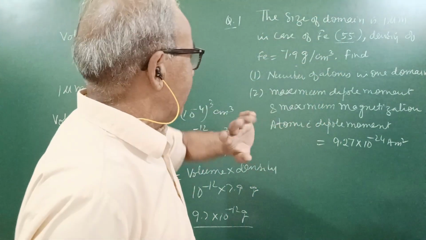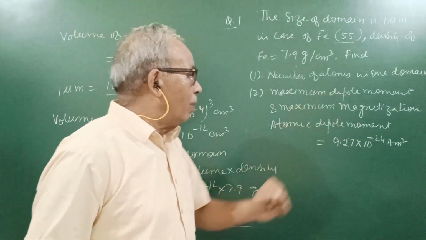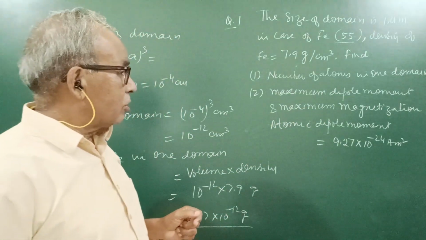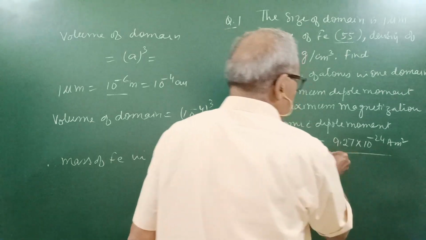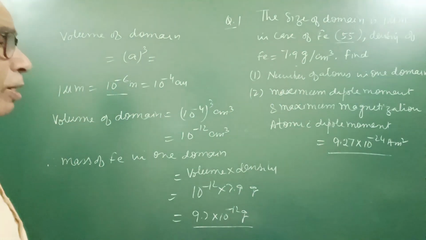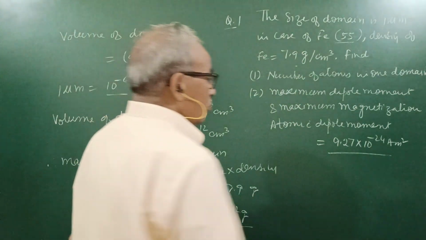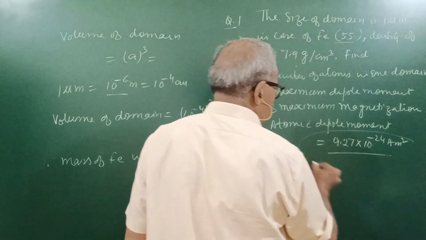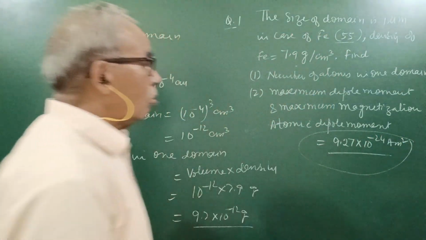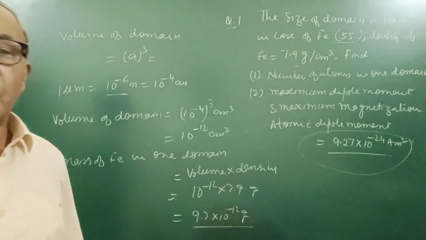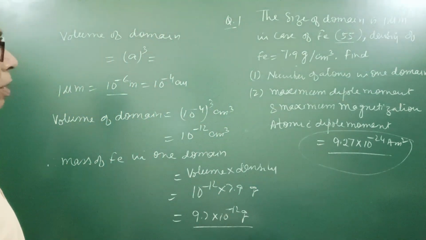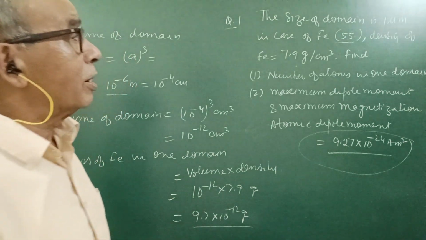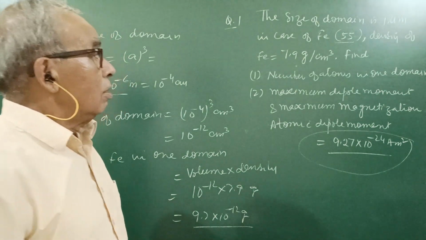We will be verifying that here. Maximum dipole moment and maximum magnetization. The dipole moment of each atom is equal to 9.27 times 10 to the power minus 24. If you remember, I have told this number earlier also. This is called the Bohr magneton. So here we will have to find the number of atoms in one domain.